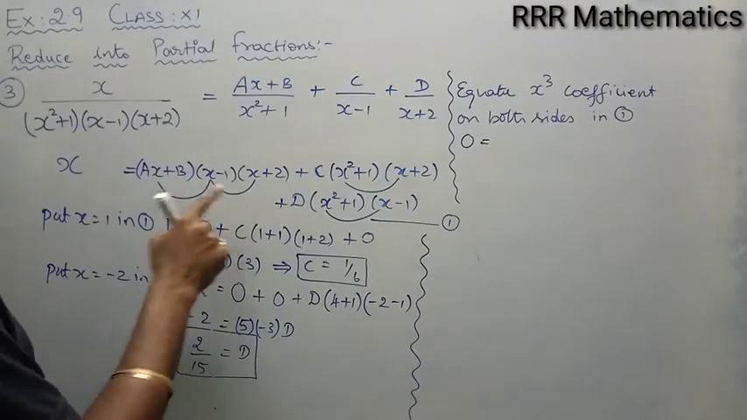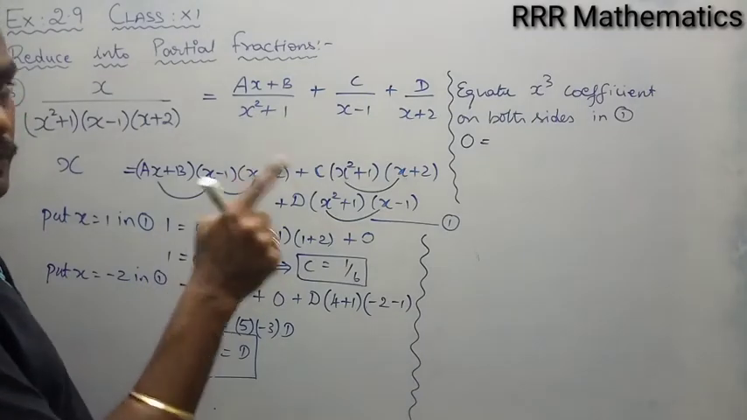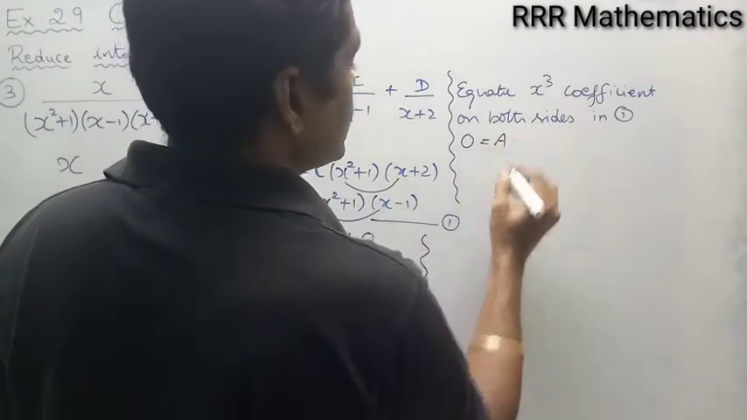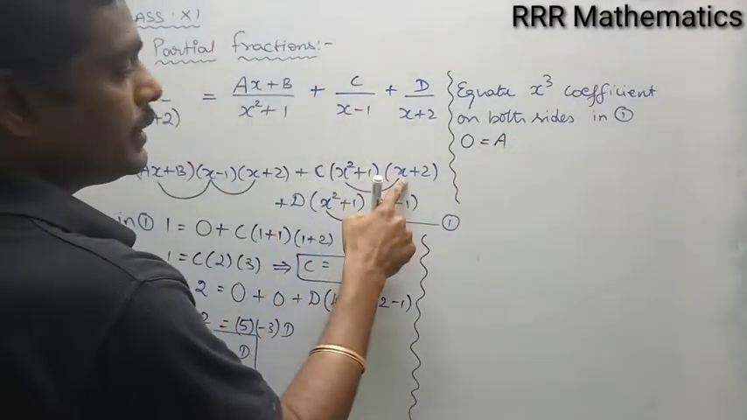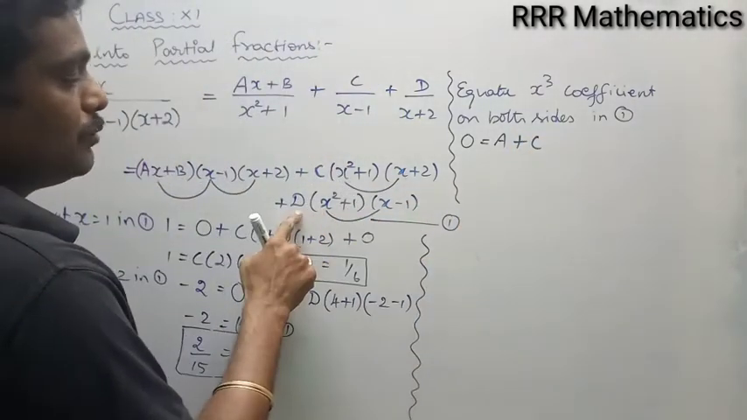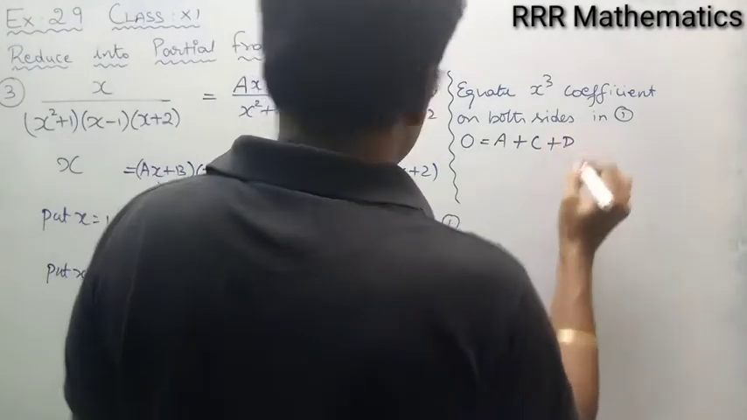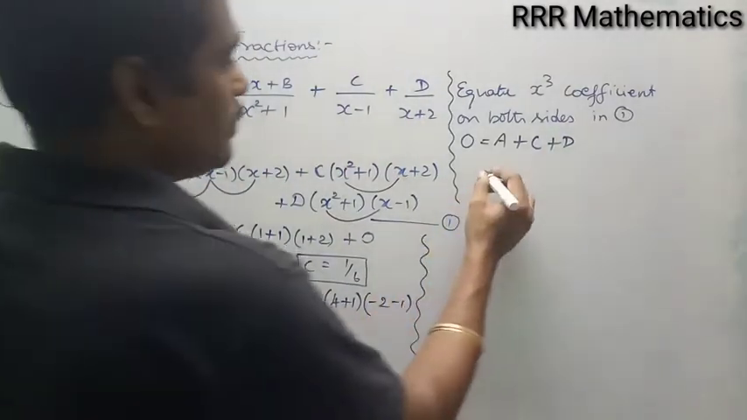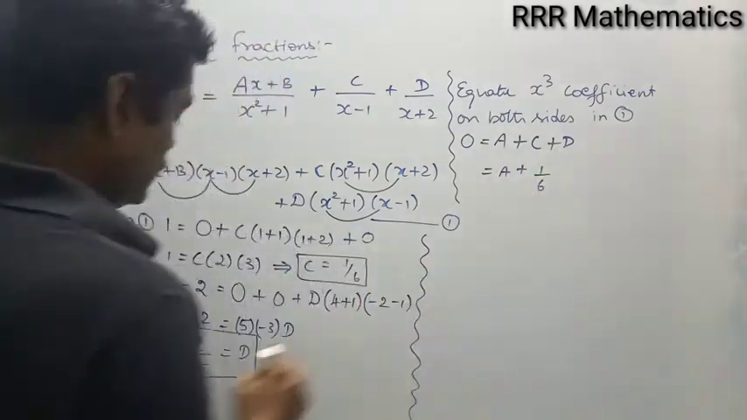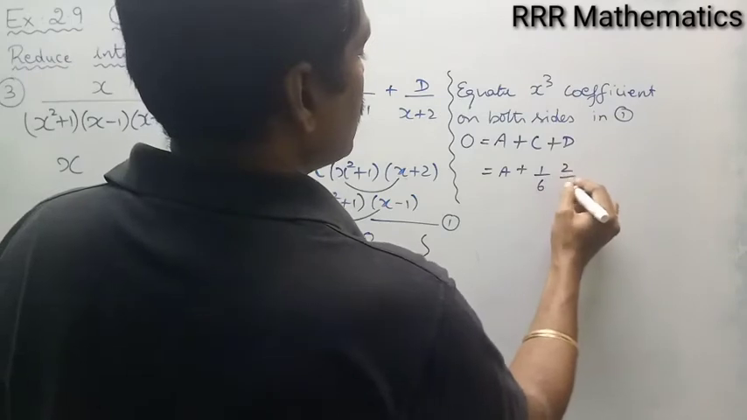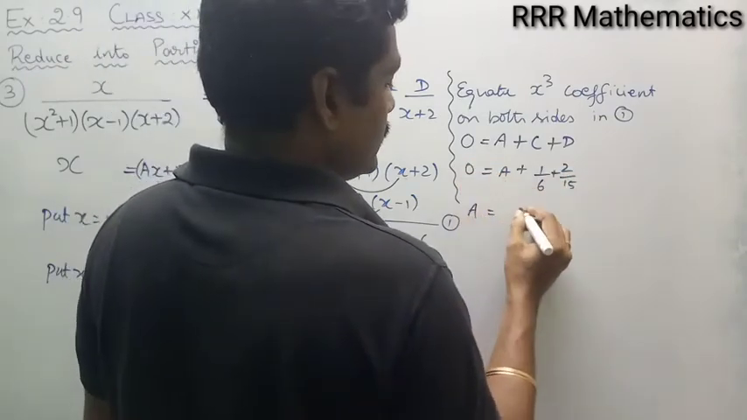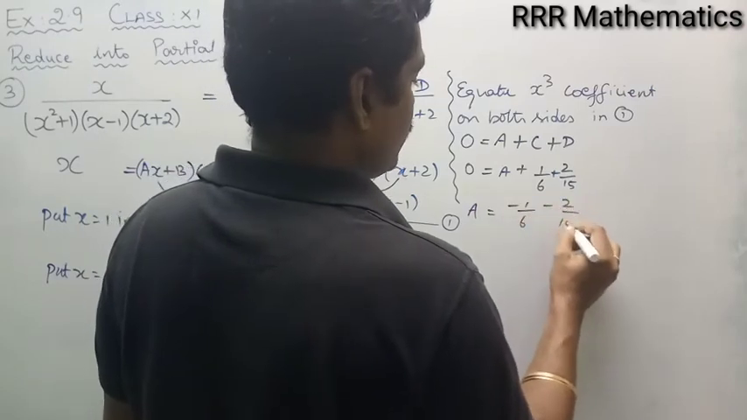Here the highest power x cube will appear only by multiplying with the first term in standard form, x into x into x, ax cube. So x cube coefficient a. x square into x, x cube with c, x cube coefficient c. x square into x, x cube into d, so x cube coefficient d. Already we got the value of c and d. Replace here. What is c? 1 by 6. D is 2 by 15. When it comes to right hand side, minus 1 by 6 minus 2 by 15.